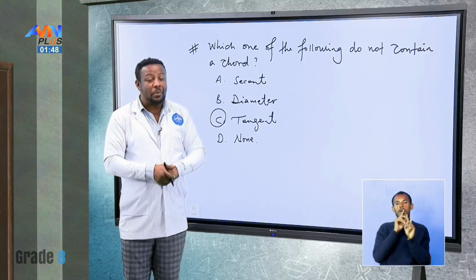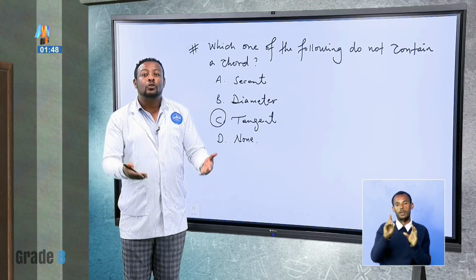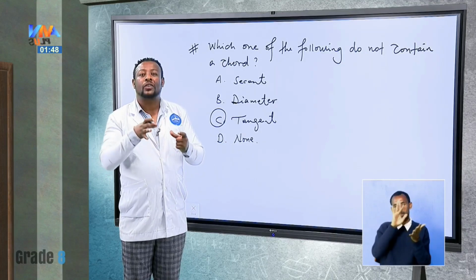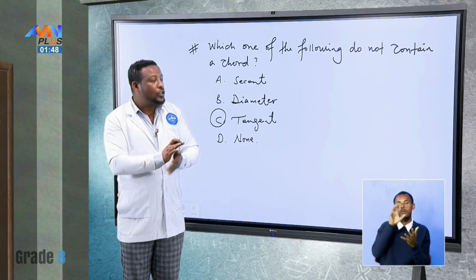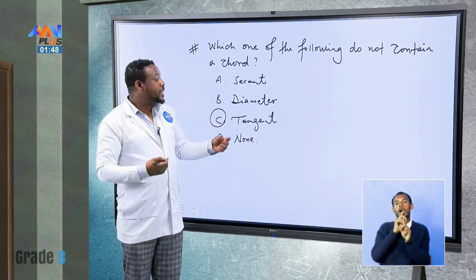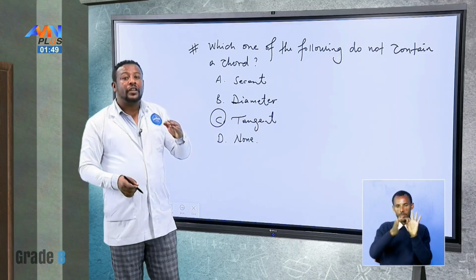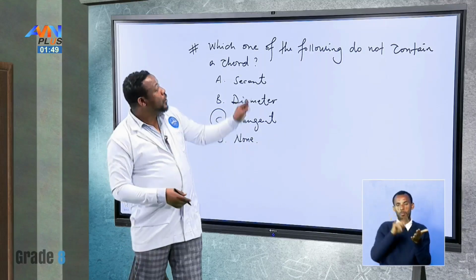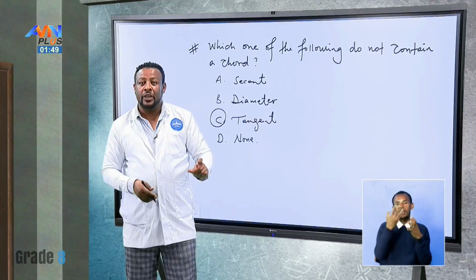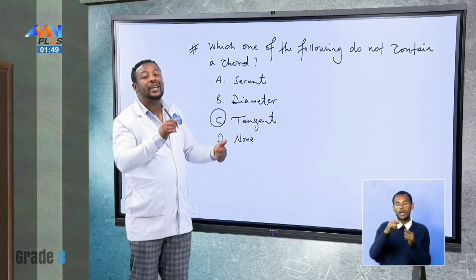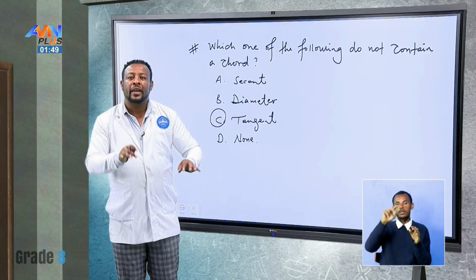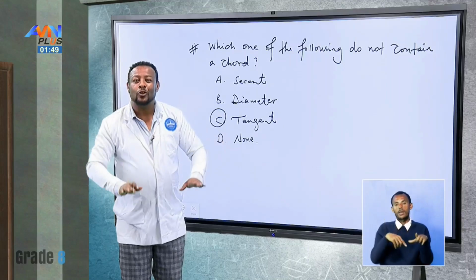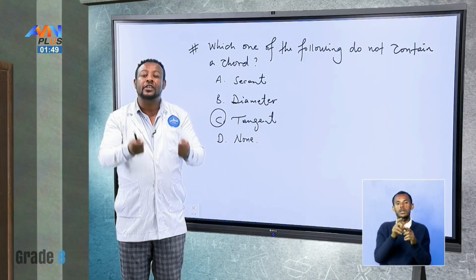When you come to B, it says diameter. As you all know, diameter is the longest chord passing through the center, so it contains a chord. So A and B cannot be the answer. Why do we say C? By definition, a tangent of a circle is a line that touches a circle at only 1 point, but a chord touches the circle at 2 points. So there is no way for a chord to be on a tangent line. So a tangent line does not contain a chord. So for this question, our answer should be C.